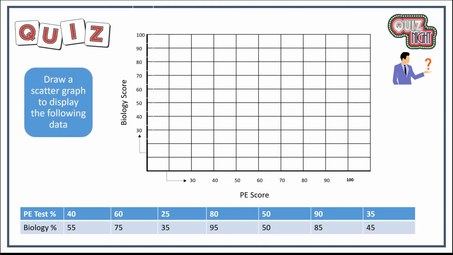So first point, this is our X values. This is our Y values. It was at 40 and 55. So we needed to put a point just there. Then we're at 60 and 75. So we put a point. Then we've got our 25, which is just here, and up to 35. 80 and 95 is there. 50 and 50. I like that number, 50-50. 90 and 85. And last but not least, we've got our 35 and 45.